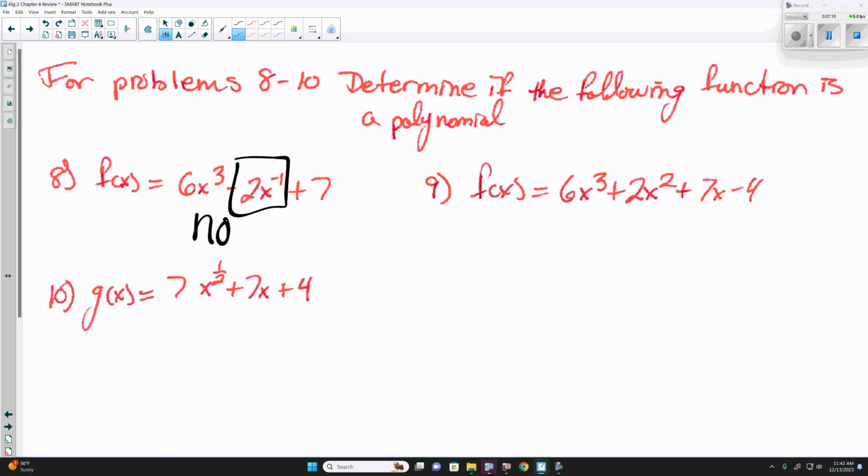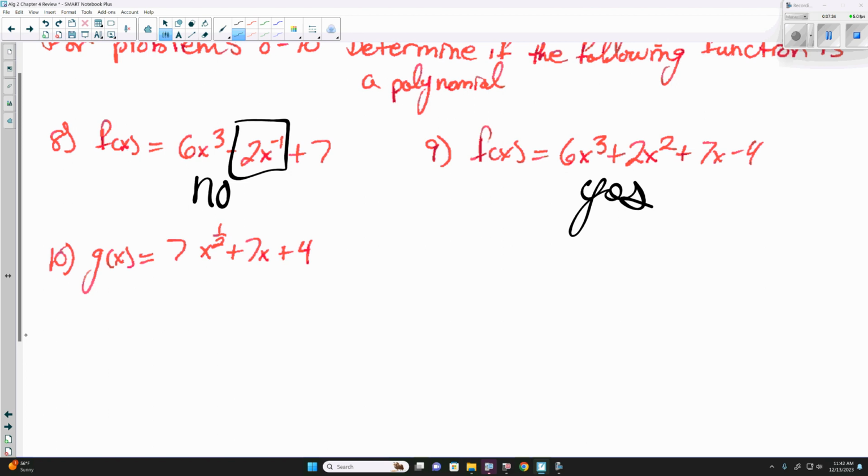So do we have any negative exponents? Do we have any exponents that are fractional? Do we have any variable in a radical? Do we have two different variables being multiplied together? Do we have a variable in the bottom of a fraction? So is this a polynomial function? Yes. How about number 10?